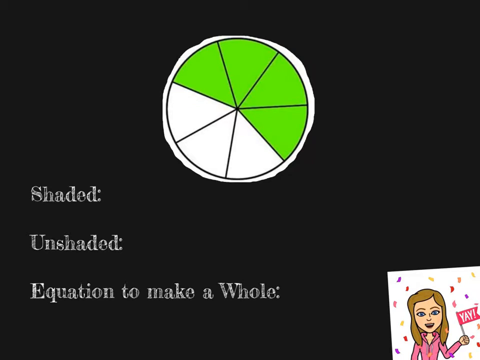Another way to look for the parts that equal a whole is to use a visual. So here we have a circle that has been divided in 2 parts. So the first thing I want to do is figure out how many equal parts it has been split into, and that will be my denominator. Remember, the denominator is our bottom number, and the denominator stands for how many pieces the whole has been split into.